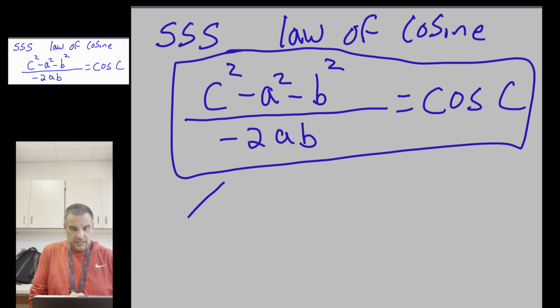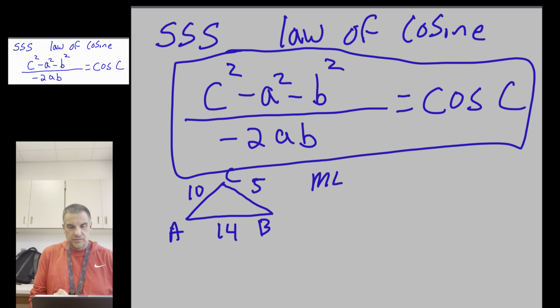So let's look at an example. Here's our triangle. We'll say that this is 14, this is 10, and this is 5. We'll call the angles A, B, C. We want to find the measure of angle C, and it's important that you do the side that we're trying to find. We're trying to find the measure of angle C.